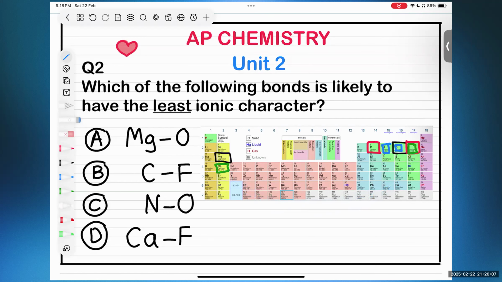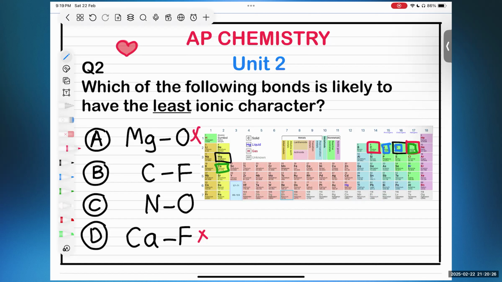So we don't need to pick things which are very far from each other. We don't want the ionic character. We want a covalent character. We want elements which are as close to each other as possible. So let's have a look. Magnesium and oxygen, very far from each other. Calcium and fluorine, very far from each other. I will not pick these two.